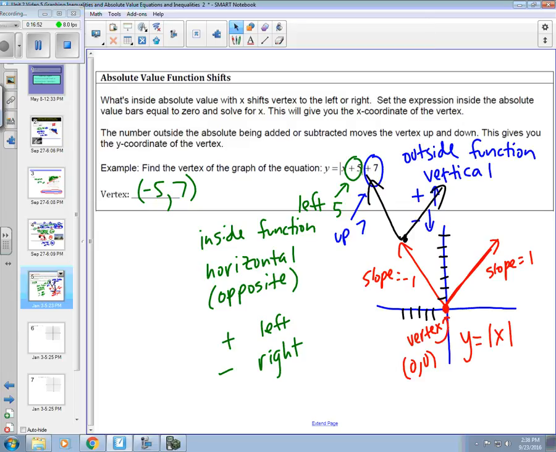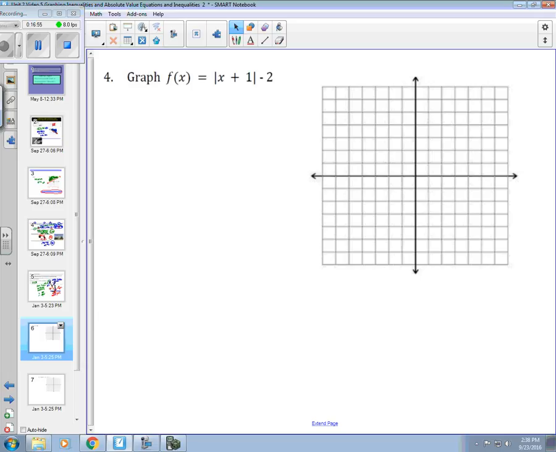Okay, let's try one. See if we can use this new method to help us out. So we got this absolute value graph. What are these two things going to do to the graph? Well, the minus 2, that's outside. It'll do exactly what we think it would do. It's going to move it vertically, and minus is down, so that's going to move our graph down 2 spots. So if we're starting here, now it's here.